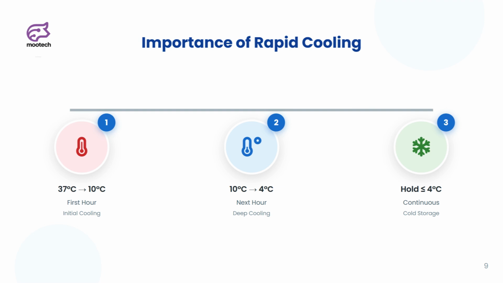The importance of rapid cooling is clearly shown here. First stage, reduce temperature from 37 degrees Celsius to 10 degrees Celsius within the first hour. Second stage, further reduce from 10 degrees Celsius to 4 degrees Celsius in the next hour. Third stage, maintain temperature below 4 degrees Celsius continuously. This staged cooling strategy preserves microbial quality.